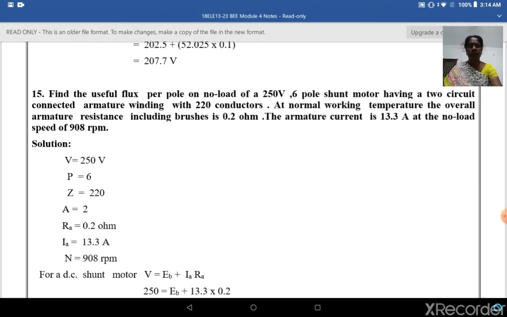First one: find the useful flux per pole on no load of a 250 volt, 6 pole shunt motor having a two circuit connected armature winding with 220 conductors. At normal working temperature, the overall armature resistance including brushes is 0.2 ohms. The armature current is 13.3 amps at the no load speed of 908 rpm.